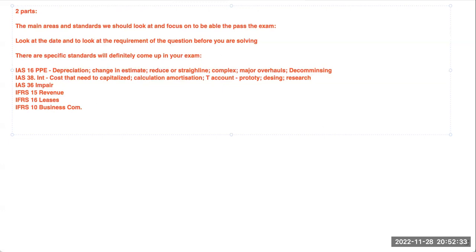I suggest you use BPP. It's much more informative than Kaplan. So look at your standard IAS 38 from the BPP book and identify which kind of expenses are capitalized and which kind of expenses are considered revenue expenditure and should be written off to the statement of profit or loss as they arise.